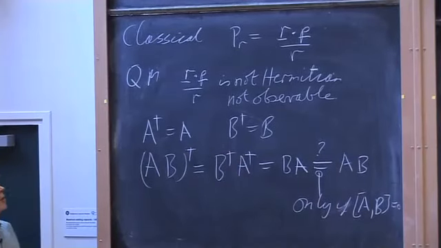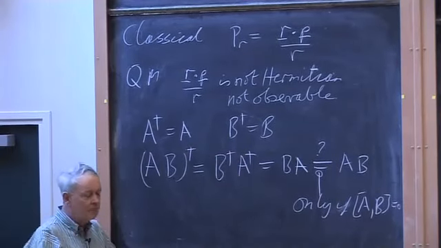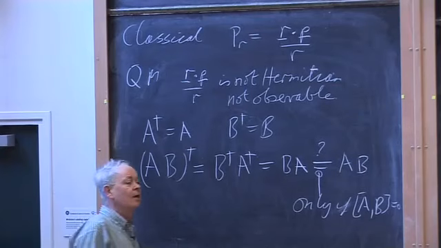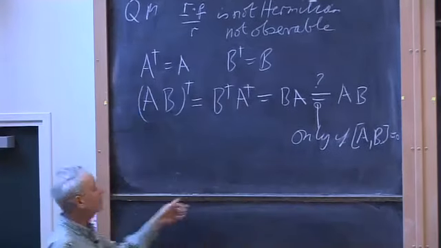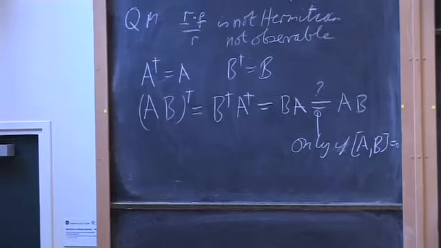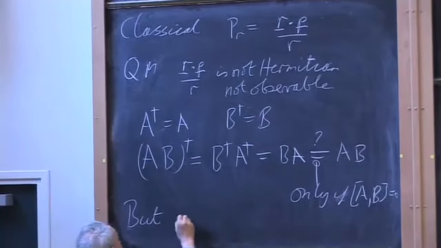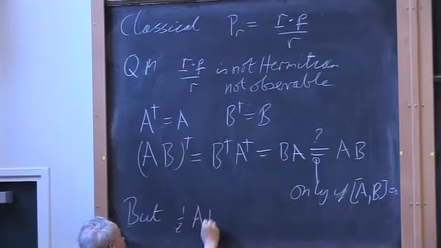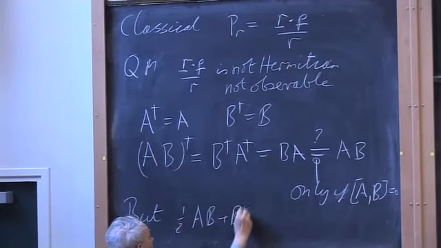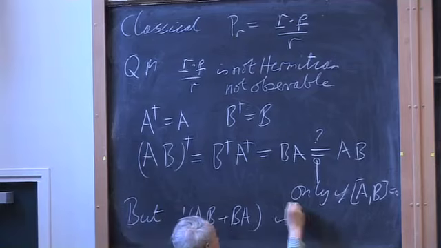So it can't be what we're looking for. We're looking for something, the momentum in the radial direction, which is observable-ish. All right. Well, there's a fix to this problem. There's a general fix, and we're going to use it. But if we do a half of AB plus BA, this is Hermitian.